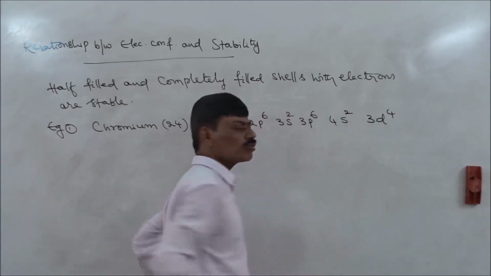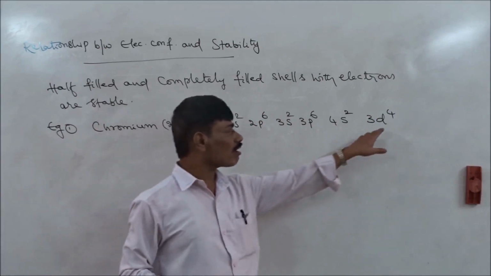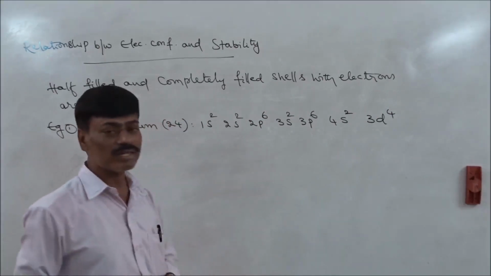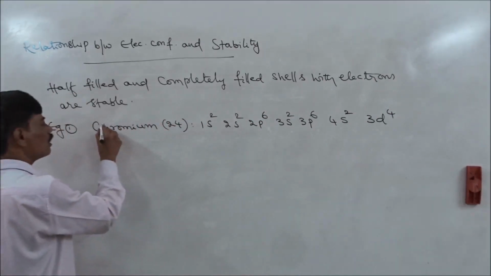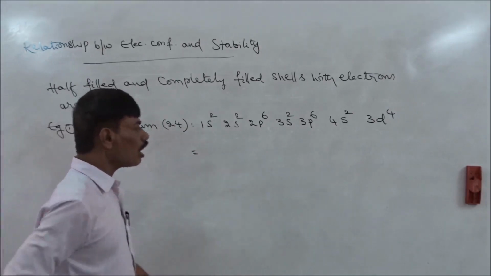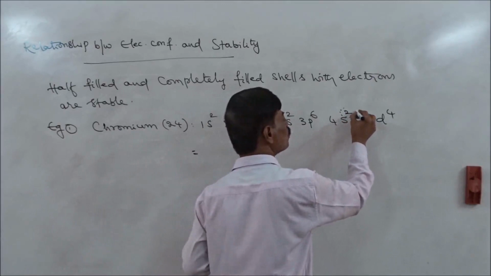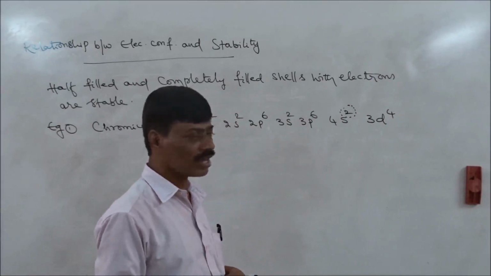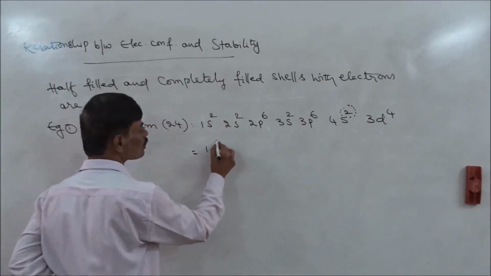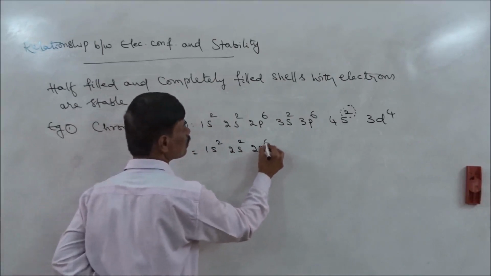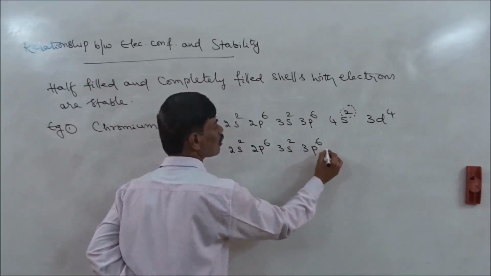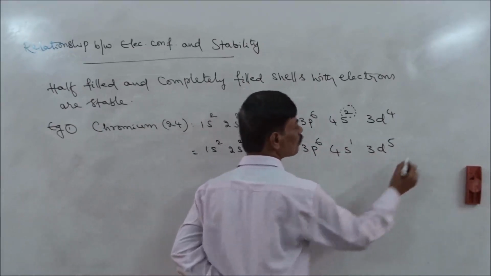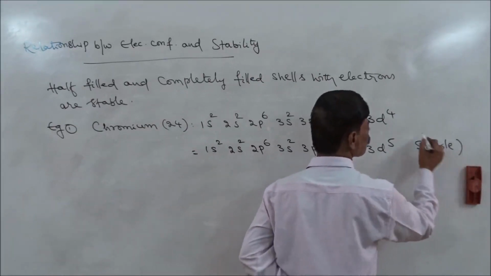Now, if we take the outermost shell, 3d, it is neither half-filled nor fully filled. That means chromium metal should be unstable, but chromium metal is stable. To account for its stability, out of the 2 electrons of 4s2, 1 electron will shift to 3d. Then 3d will become exactly half-filled, so also 4s. The electronic configuration will become 1s2, 2s2, 2p6, 3s2, 3p6, 4s1, 3d5. Now this is exactly half-filled, so chromium is stable.